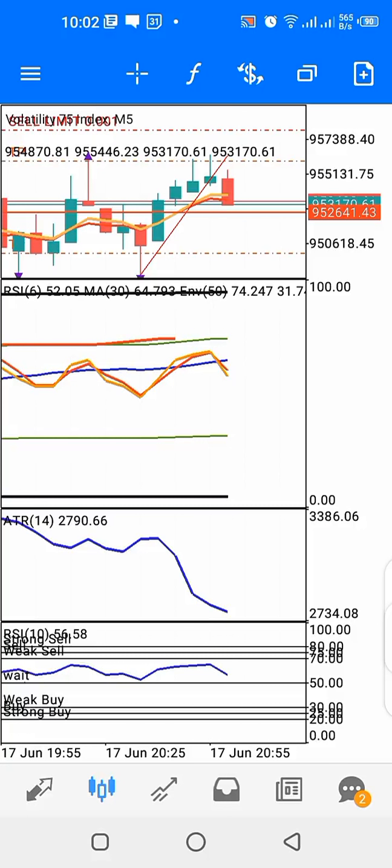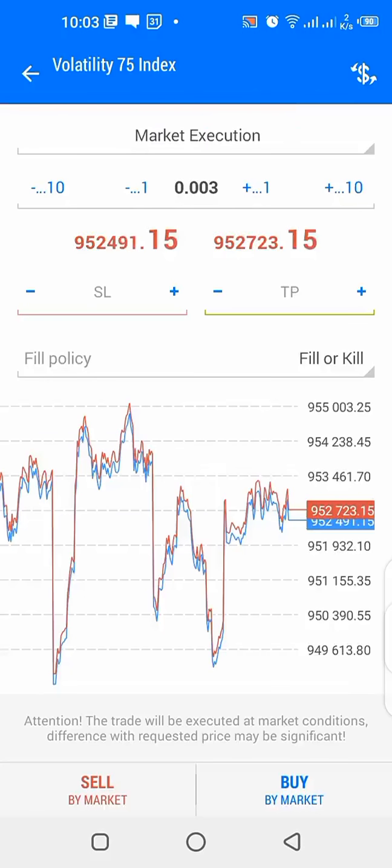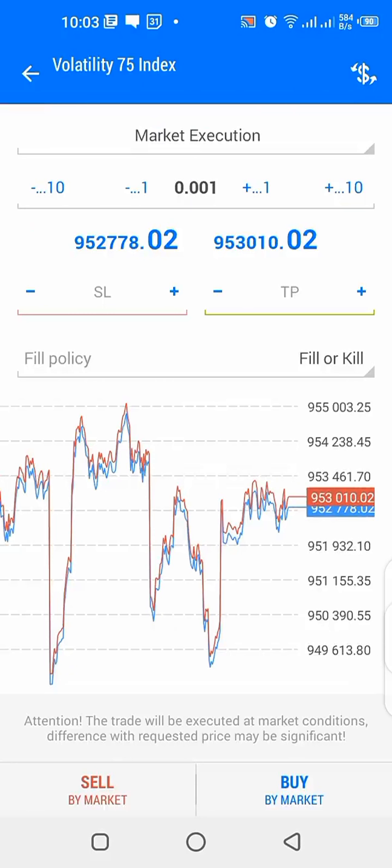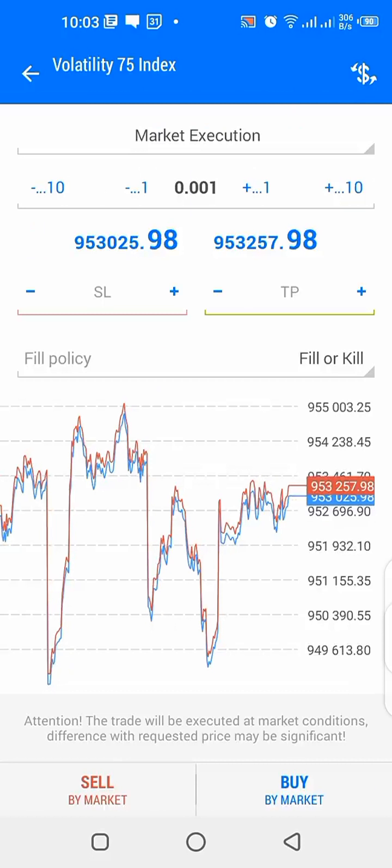For now, what we are seeing is a pure rejection, and price is definitely going to slide more. At this particular point, I can easily place my sell trade with instant execution. If I'm convinced that price is going to go down, I place my sell trade, which is what I'm trying to do. I change the lot size to 0.001 and I hit the sell button.